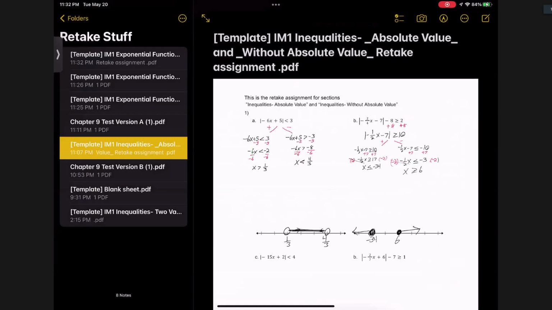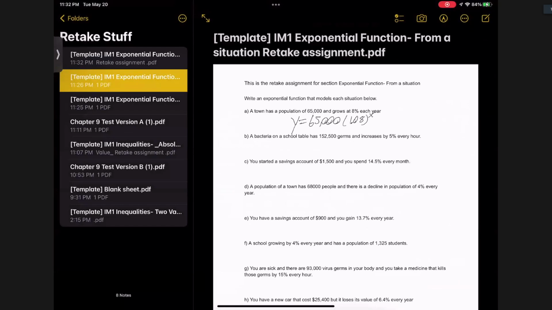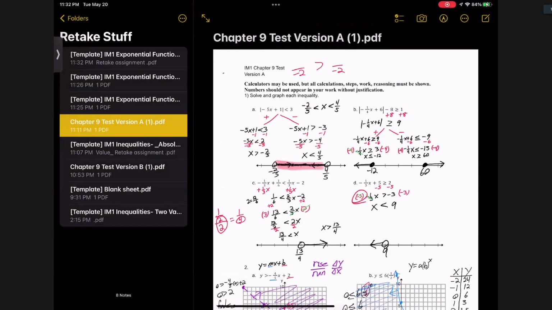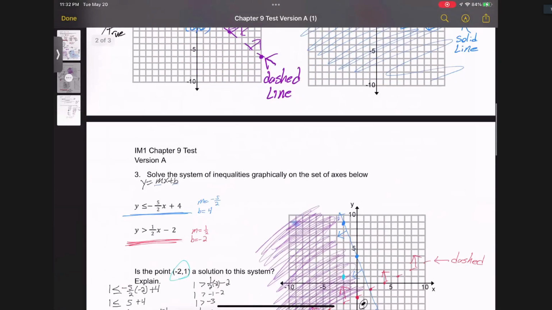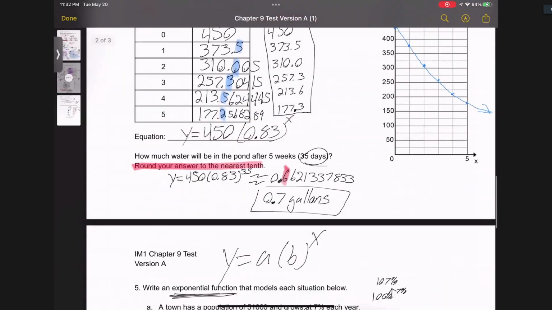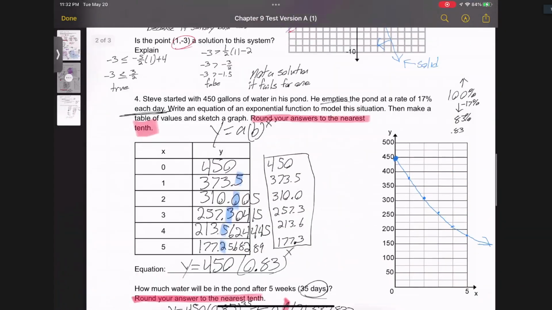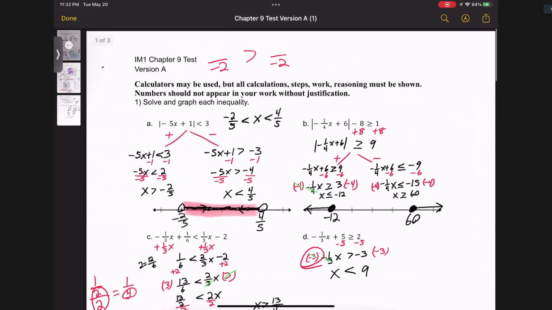Let me see if I need to think of something else that I need to talk about. Common mistakes. Yeah, that's pretty much it. If you can just review this, that'll be good.